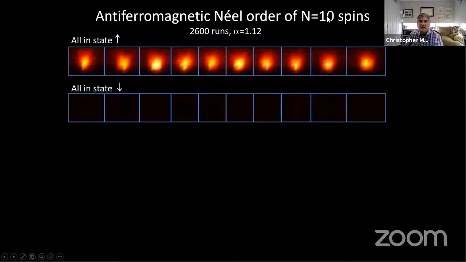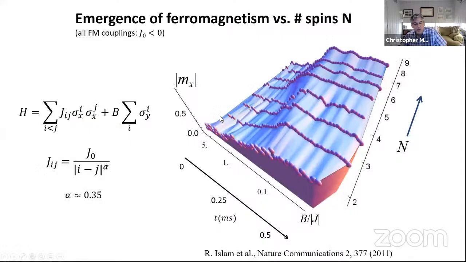The price we pay is that they're pretty small systems. This is data from a few years ago, just 10 spins. The power law of this interaction is about 1.12. And we did 2,600 runs of this adiabatic ramp. This time we did prepare the ground state of this part of the Hamiltonian, which would be all the spins pointing down along Y, and J is naturally antiferromagnetic. So by adiabatically lowering B over J, we should see some signature of the antiferromagnetic ordering of this Hamiltonian.